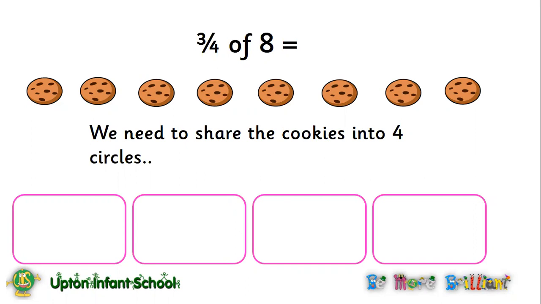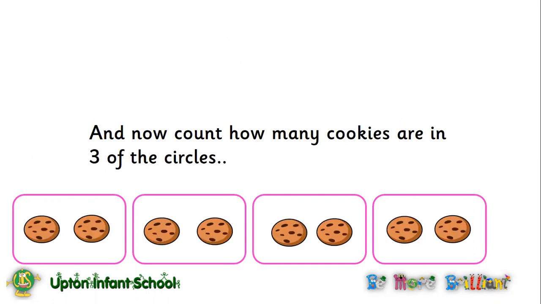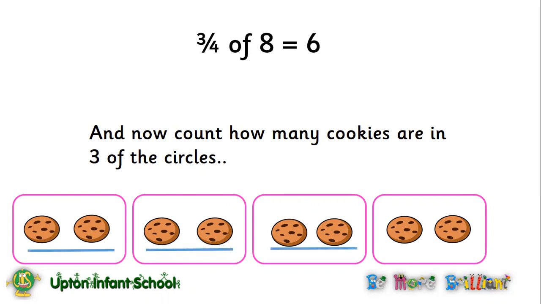So I wonder if you can do this one at home. I'll give you a few seconds to do it. So you get your 8 cookies, share them out into the 4 circles. Okay, and then we count how many cookies are in 3 of the circles. And there we go, there's my answer. 3/4 of 8 is 6. So I hope you got that too. And there's my underlines, just to make sure I've definitely counted just 3 of the circles. I'm not looking at 1/4, I'm looking at 3/4 this time.